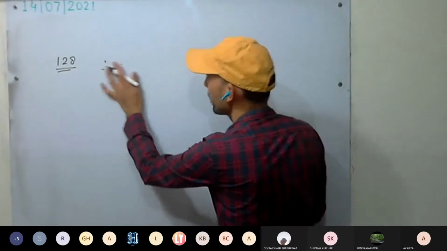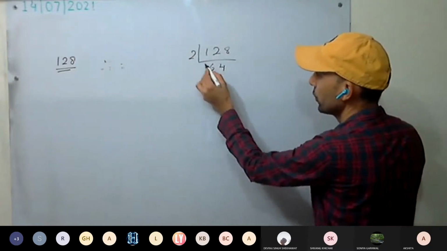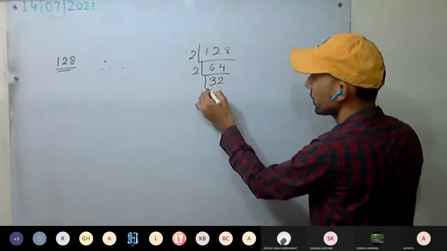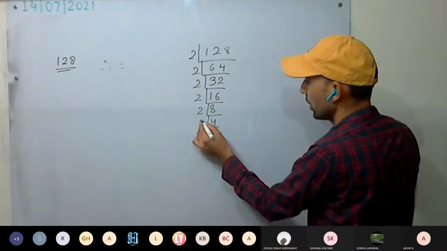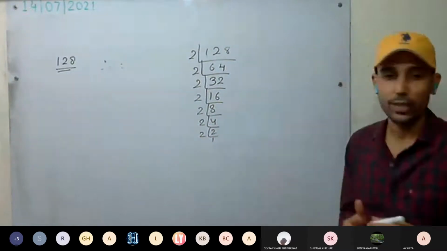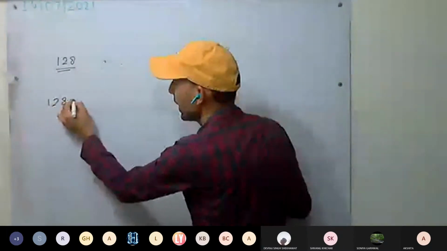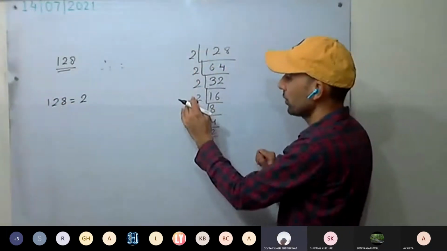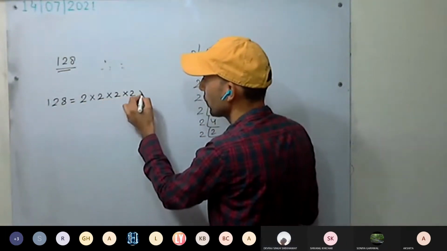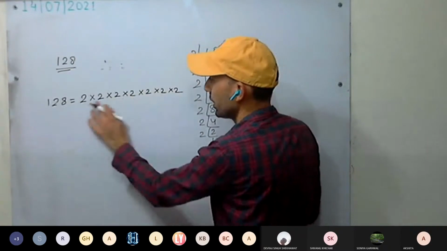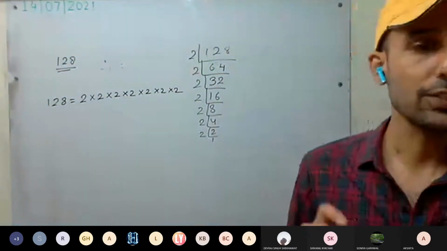128. With 2, 64. Again with 2, 32. Again with 2, 16. Then 2, 8, 2, 4, 2, 2, 2, 2, 1. So we can expand 128 as 2 how many times? 2 into 2 into 2 into 2 into 2 into 2 into 2, that is 2 seven times. We have to find whether it's a perfect cube of some number or not.